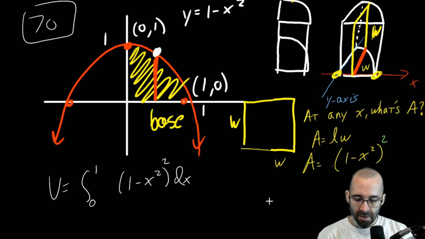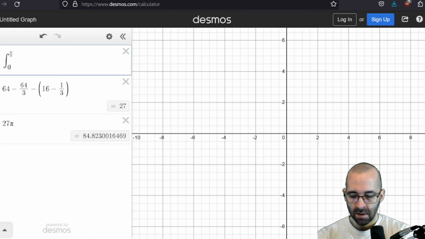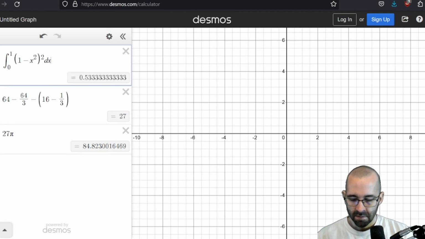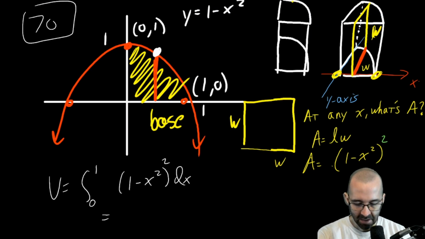So I can go through this, but I don't want to go through this in this video. You can definitely get this done. Integral from 0 to 1 of (1 minus x) squared dx is, what is that? Like 8/15. I was thinking something over 15, but I wasn't getting it. 8/15 units cubed.